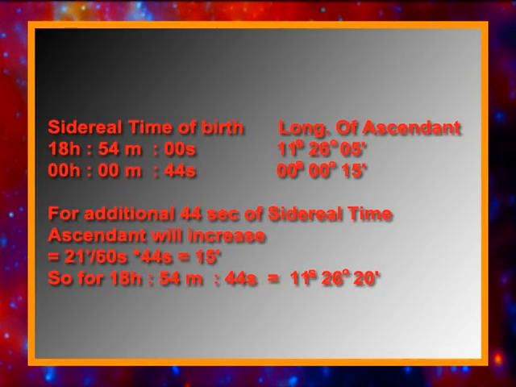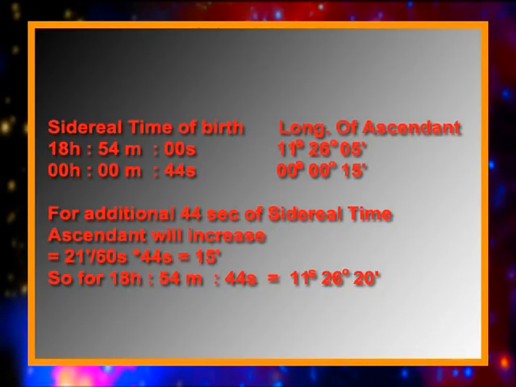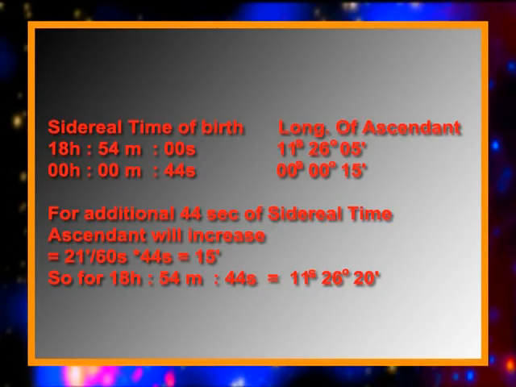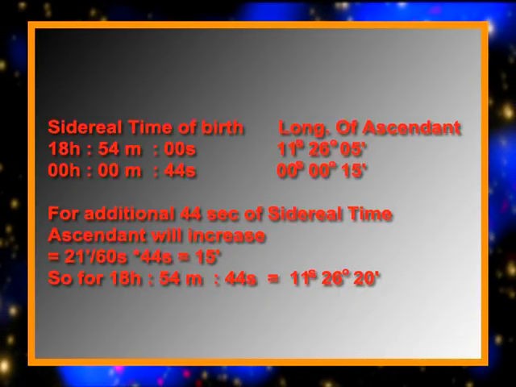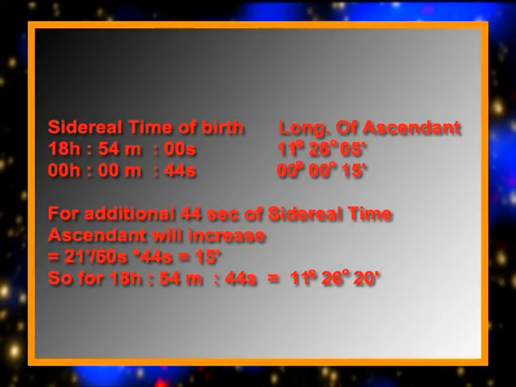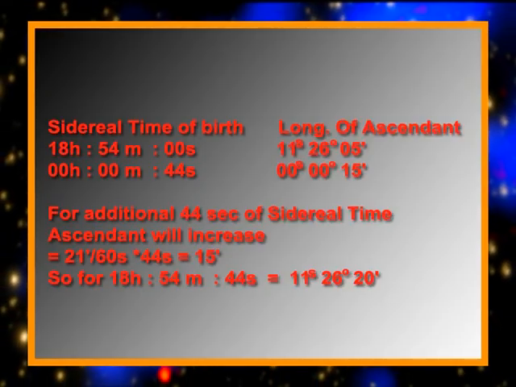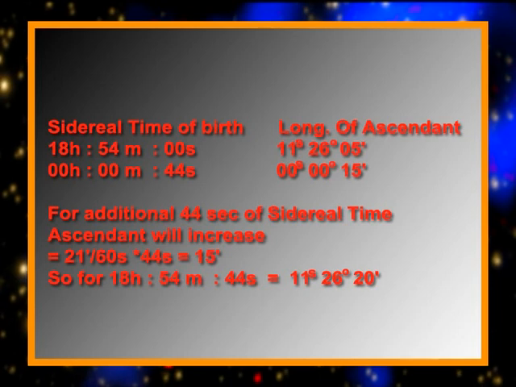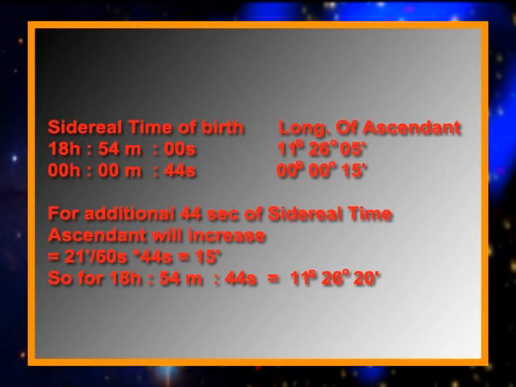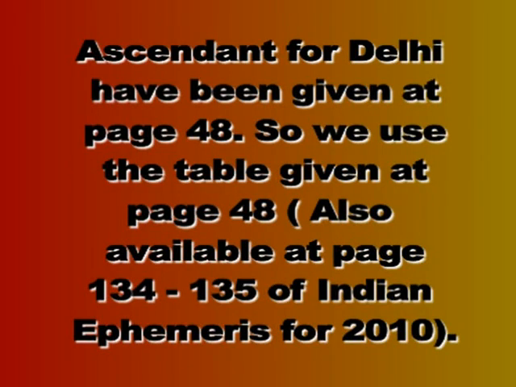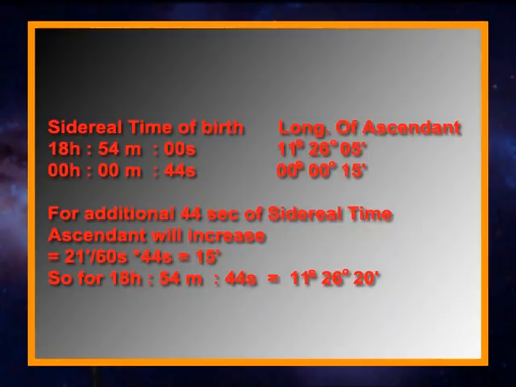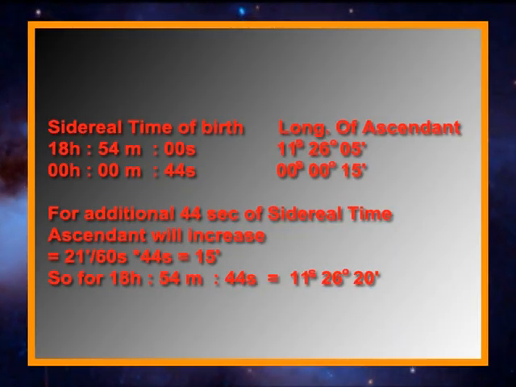Now the sidereal time of the birth is 18 hours 54 minutes and 44 seconds. Now we have to see the ascendant for Delhi rising or the epoch at the time of birth. See page 48 of the table of ascendants. Sidereal time of the birth: 18 hours 54 minutes.